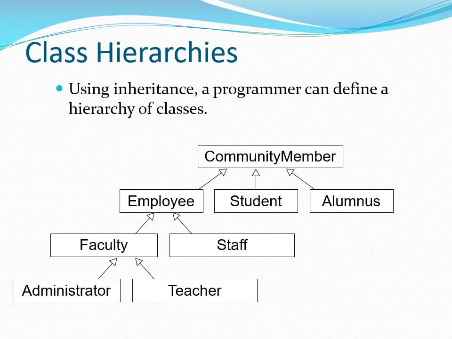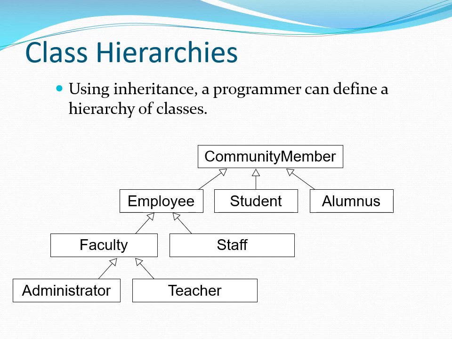Now we want to have more specialized groupings or classes. So I create a class called employee, which is a community member. It has all the features of a community member. That means it has a first name, a last name, a phone number, an address, but it has got something more. What does it have?